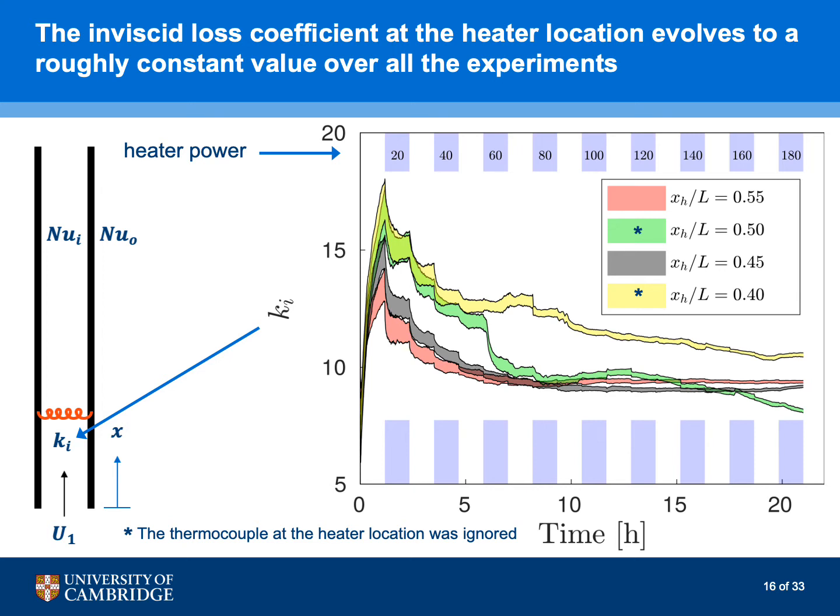Notice that for the green and the yellow cases, the thermocouple at the heater location was ignored in the assimilation process because it's affected by radiation, which is not included in our model. That thermocouple represents quite an important piece of information that we miss, as you can see from the deviations of the yellow and the green curves.